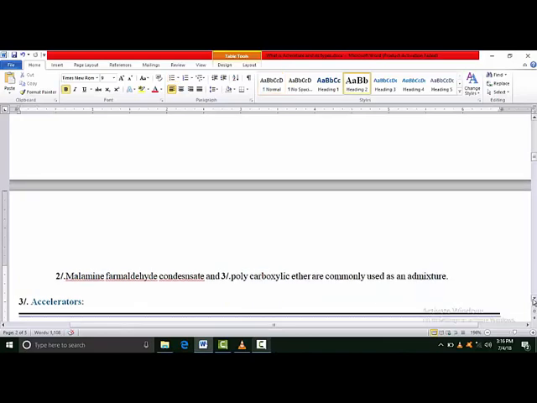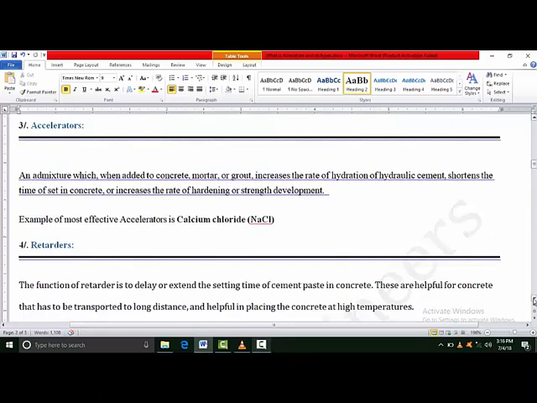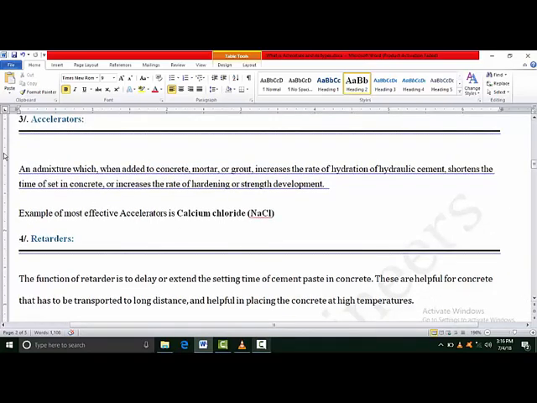And the third one is the accelerator. Accelerator is a chemical that is used to accelerate, okay, the initial setting time of the concrete. Initial setting time of concrete reduces, becomes shortened, and our concrete gains strength much earlier, okay. So what do we use as accelerator? Calcium chloride, CaCl, we use as an accelerator.